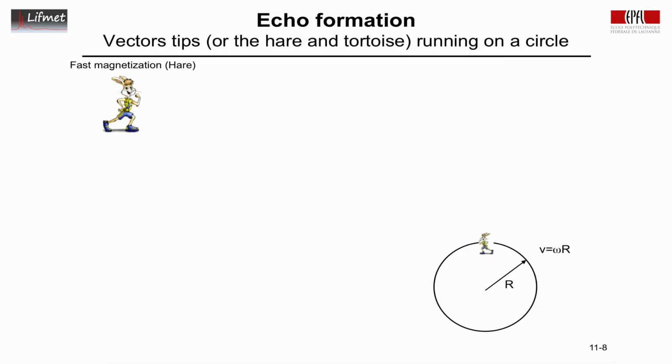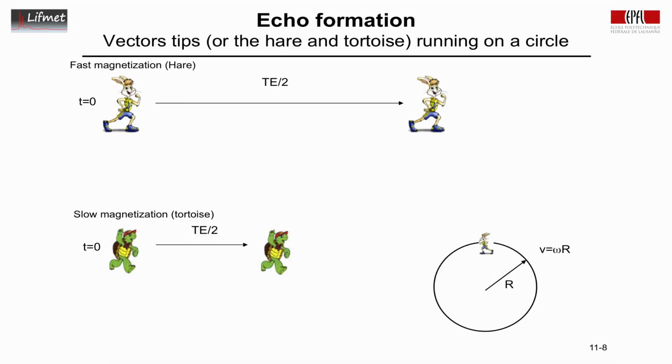So at time 0, they're both at the same position. Now we'll have the hare running fast in one direction and the tortoise running slow in the other direction. So that is the precession of fast and slow magnetization. At time 0, they're both up here. And now we'll have them run for a time of TE over 2 seconds, or milliseconds if you want. Since the hare runs faster, he will have run a bigger distance than the tortoise, which is much slower. And here, for simplicity, we'll assume that the tortoise is running in the opposite direction as the hare. So the tortoise has run until here, the hare until here.